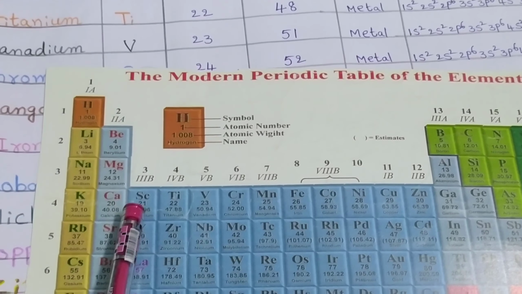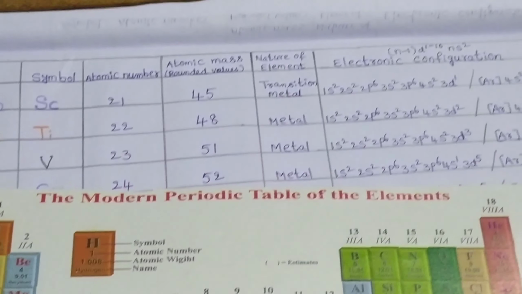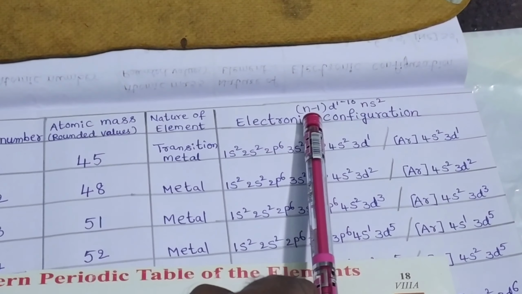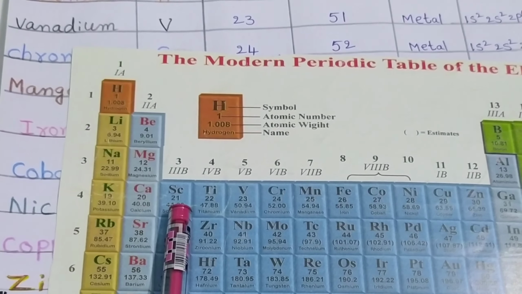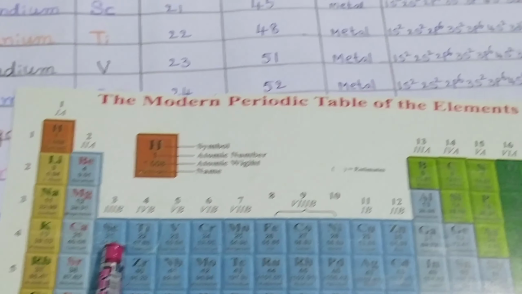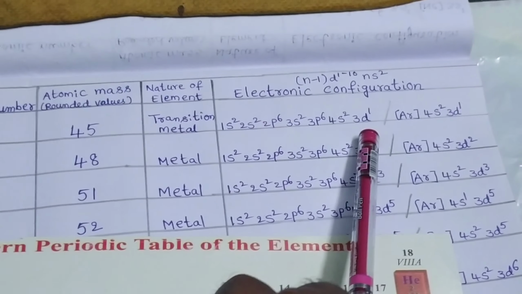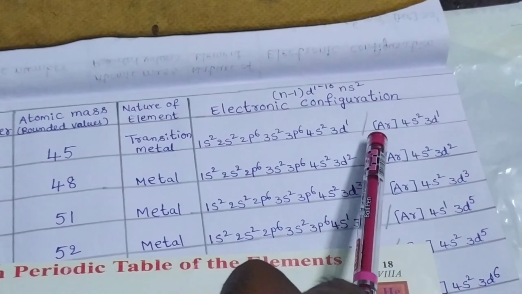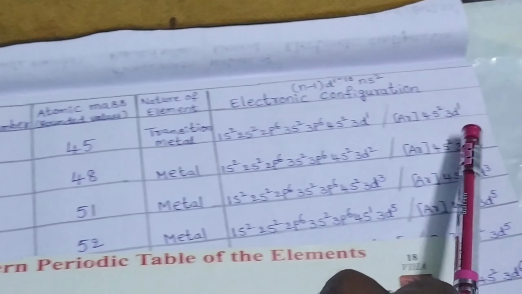to the third shell, 3d1. That means we can already say that the general electronic configuration is (n-1)d. Scandium is present in the fourth period, 4-1, that means d, 3. So, the electronic configuration can be written as 3d1. In shorthand notation, it can also be written as argon 4s2 3d1.